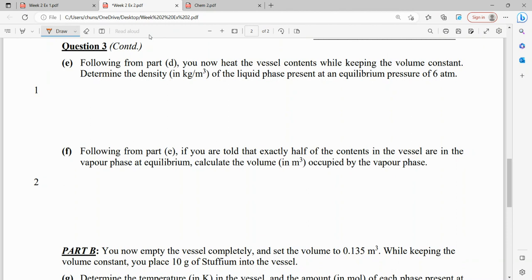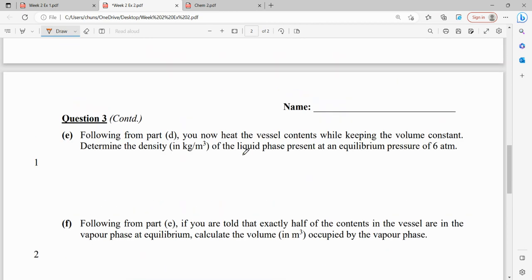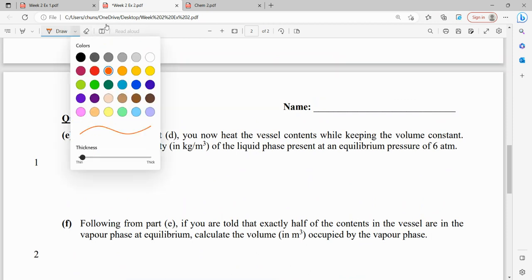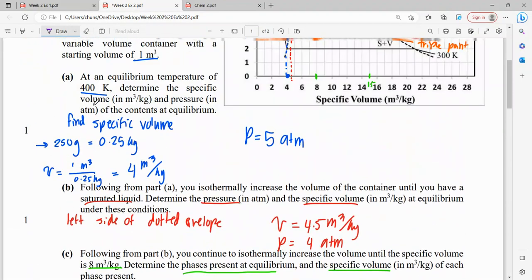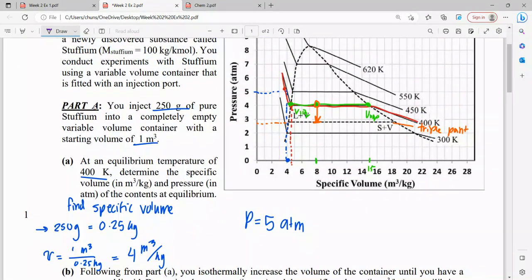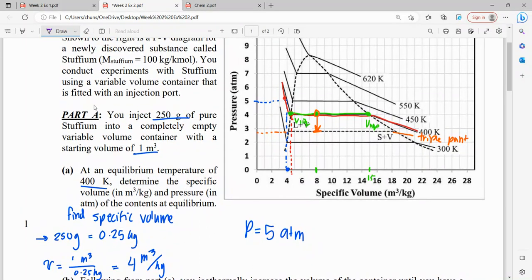Following part D, now you heat the vessel contents while keeping the volume constant, determine the density of the liquid phase present at an equilibrium of 6 atm. So heat the vessel contents, keeping the volume constant. So that's basically what we just did. We're going to do that again in purple. So where we read down, we want to read up this time, and we want to get to a pressure of 6 atmospheres. So at the same volume, read along that same line until we get here.